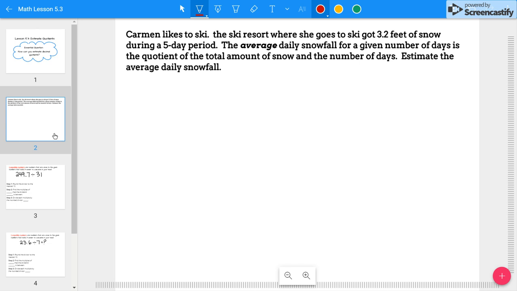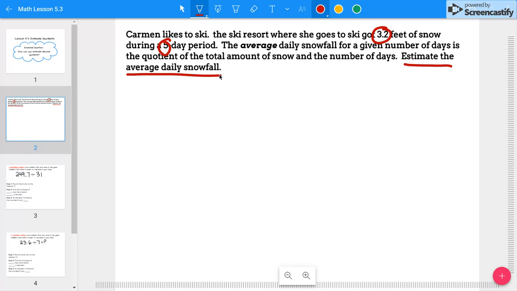So with cubes, the C stands for circle the numbers. So as I'm reading, I see that I have 3 2/10, and I also have the number 5. I have no other numbers here that I need to use. The U is underline the question. Well, that normally comes at the end. So this problem, the question is estimate the average daily snowfall.